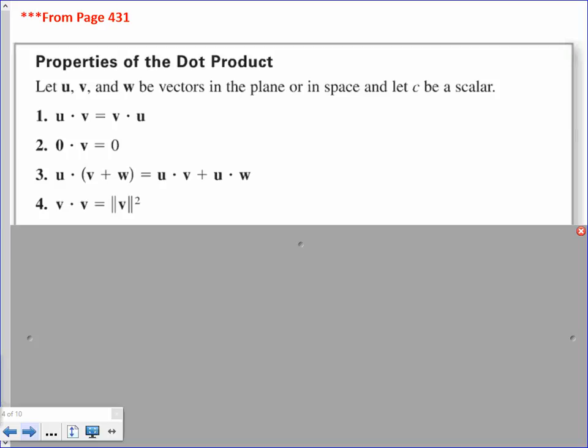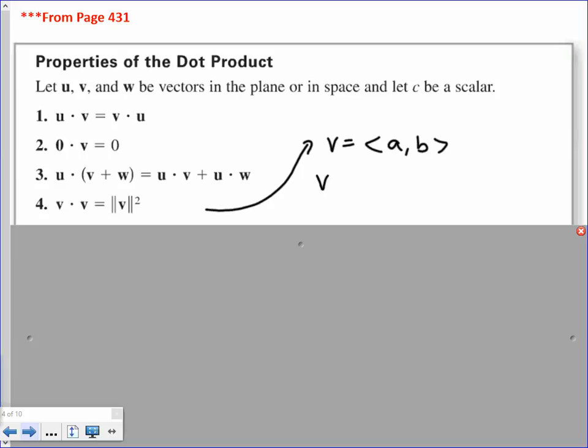Number 4 is an interesting one. Vector v times itself is equal to the magnitude of v squared. I'll do a quick example of what that looks like. So I've got v is equal to the vector a, b. Okay, so we'll just use those as placeholders.